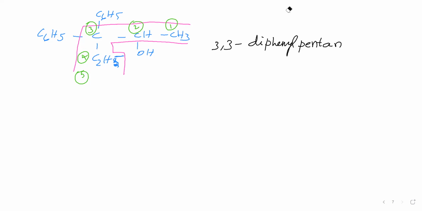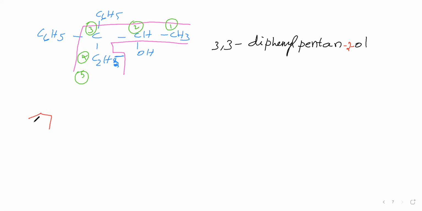Next, OH secondary suffix is ol. For that numbering we will give. For this OH group, position is 2. So we said 3,3-diphenylpentan-2-ol.